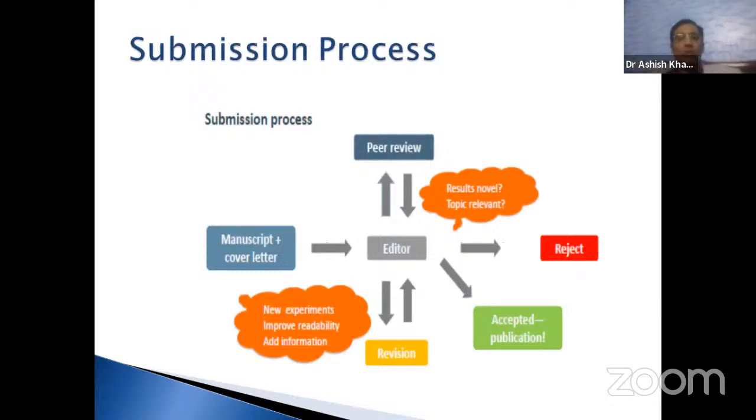Let me tell you the most basic process of writing. This is very important for newcomers. This one diagram shows the complete process. You write a manuscript, you write a cover letter, you submit it to the editor, and the result could be either acceptance for publication or rejection. But in the meantime, peer review is done, and you can get a revision of your research paper. The revision could be a major revision or a minor revision. Very rarely do we get acceptance directly.